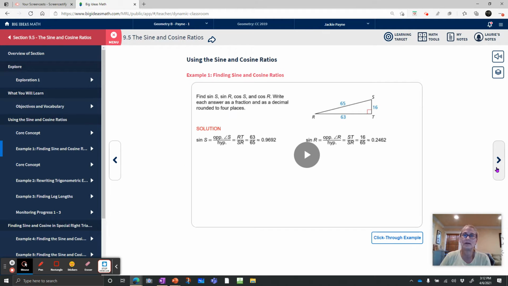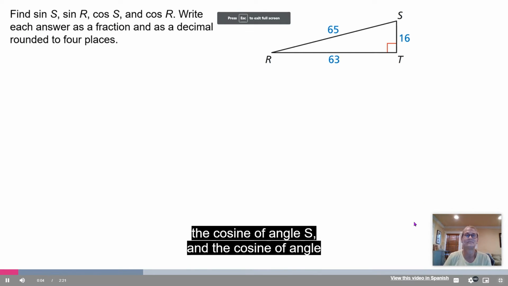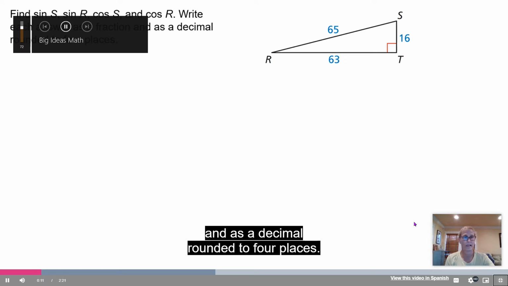So now we're going to use that. We're going to find sine and cosine ratios. Here's your first example. Find the sine of angle S, the sine of angle R, the cosine of angle S, and the cosine of angle R. Write each answer as a fraction and as a decimal rounded to 4 places.